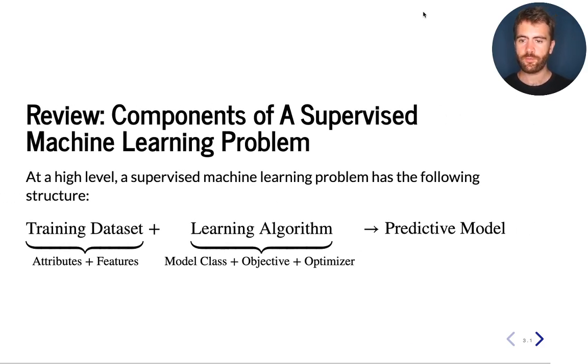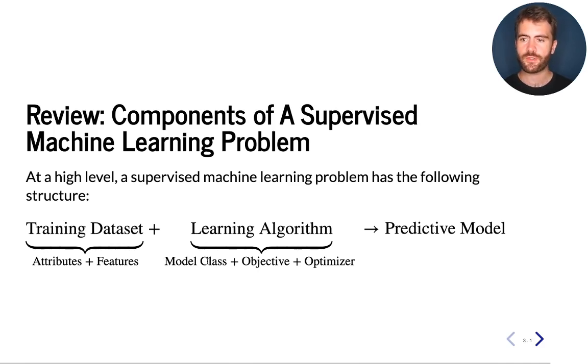So recall that in order to define a supervised learning problem, we need to define a data set and a learning algorithm. And the learning algorithm is composed of a model class, which defines all the different models that could be mapping inputs to outputs. It's also defined by an objective, which ranks the models within this class by how well they fit the data, and then an optimizer, which chooses the best possible model in this class.